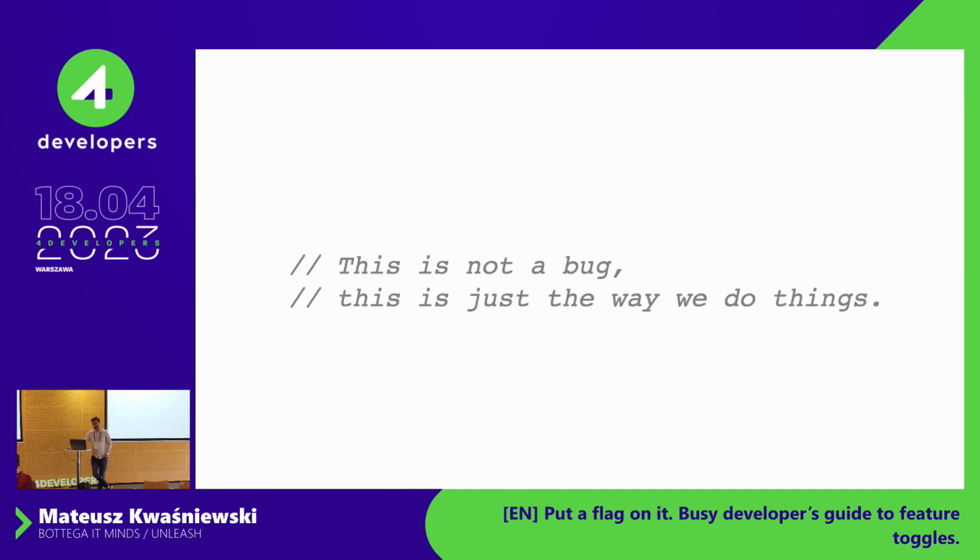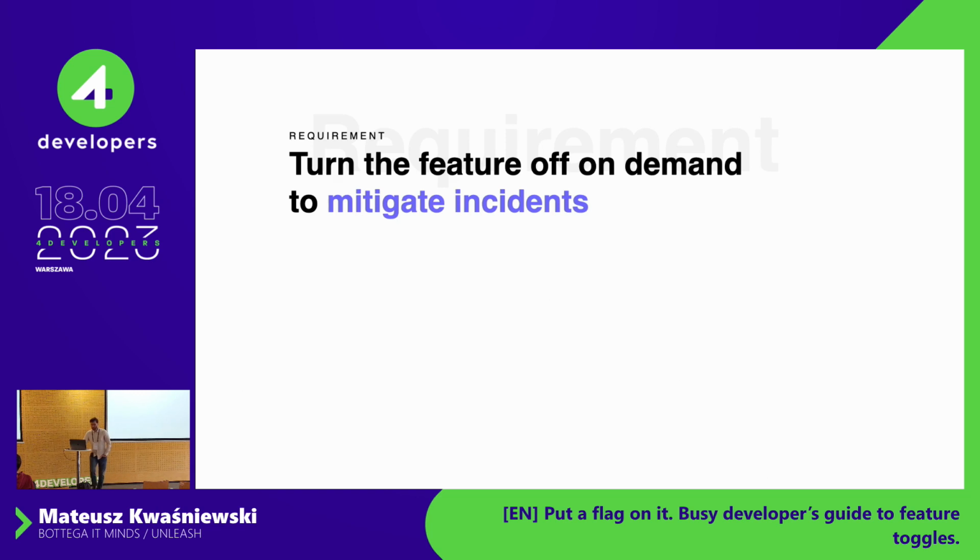And he was like, no, I'm just going to write a comment. This is not a bug. It's just the way we do things. So this code, in summary, doesn't bring much confidence. And we need a way to disable it. Okay, before we fix our code, we need a way to disable the comments to mitigate potential incidents.